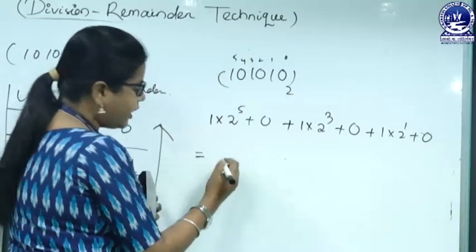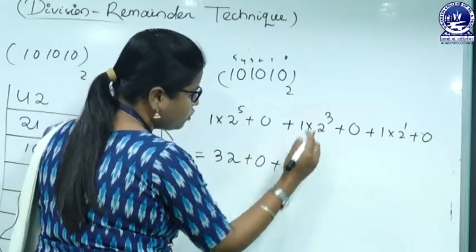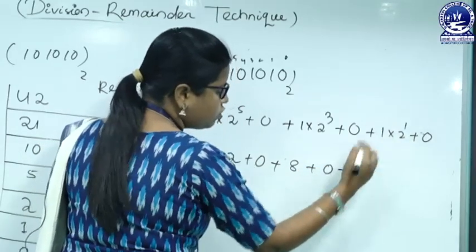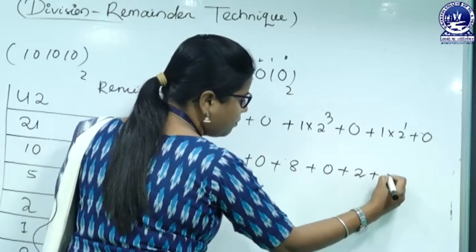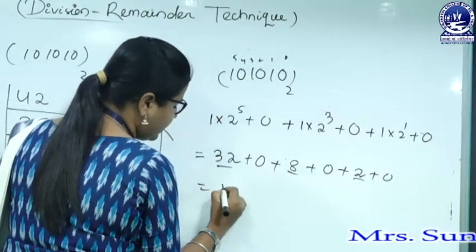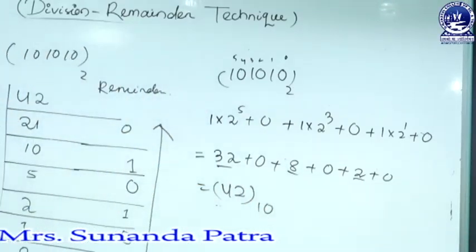So 2 to the power 5 that is 32 plus 0 plus 1 into 2 to the power 3 that is 8 plus 0 plus 1 into 2 to the power 1 that is 2 plus 0. So 32 plus 8 plus 2 that is 42, which base? Base 10.